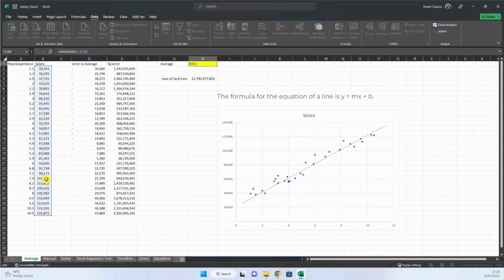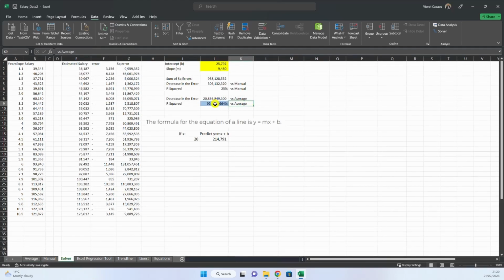Okay, so we have here the average salary, and we calculate the error versus the average. We make the difference between the average and the real salary, and then we square the error. So we see that we have this huge sum of square errors, because the average in this case is not a good estimate. And actually the R squared we calculate again from our solver solution, which is the optimum.